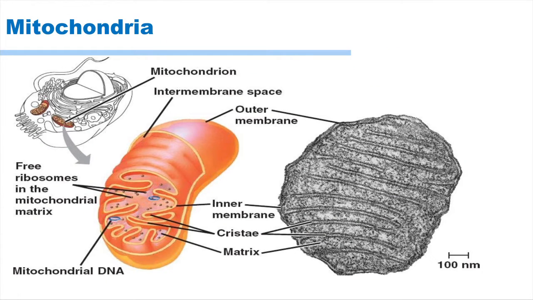Mitochondria are membrane-bound cell organelles that generate most of the chemical energy needed to power the cell's biochemical reactions. Chemical energy produced by the mitochondria is stored in a small molecule called adenosine triphosphate, ATP. The nuclear membrane is a double membrane. Each membrane consists of a lipid bilayer.